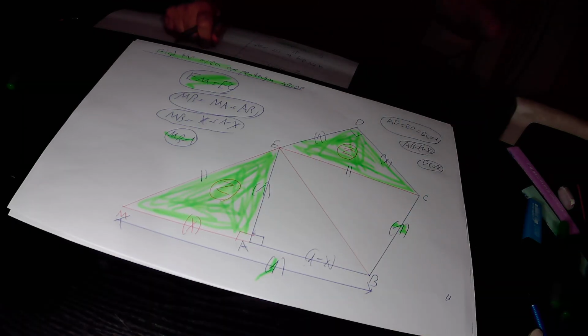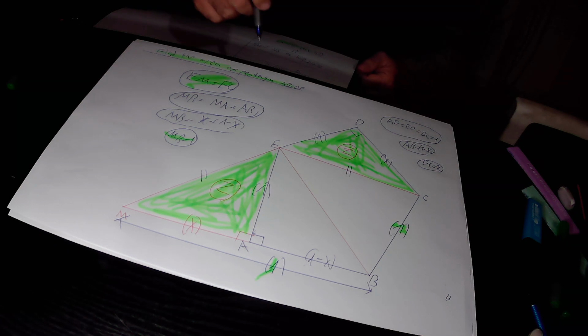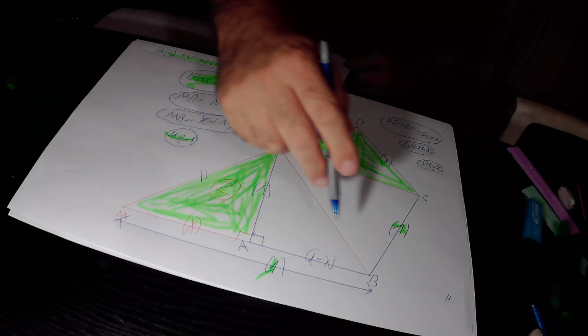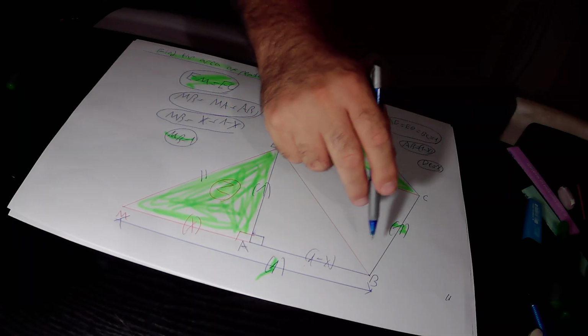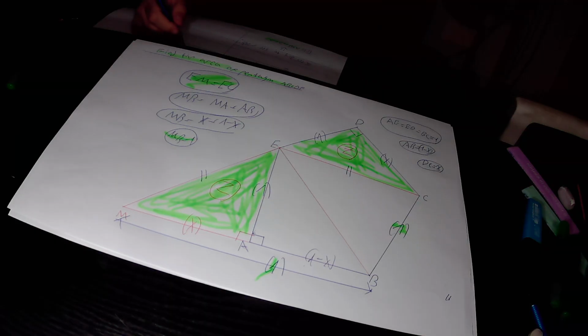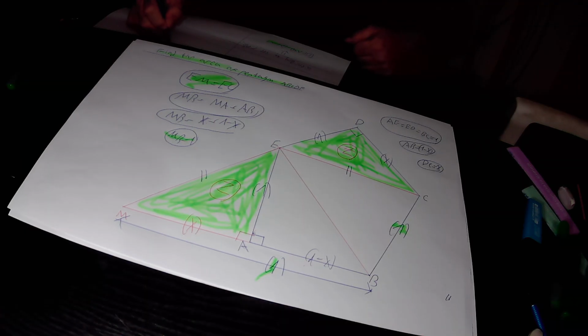That is a common side that belongs to both triangles. Side EB belongs to triangle BEC, and side EB also belongs to triangle MEB. So I can write down that side EB equals itself. It's a common side that belongs to both triangles.